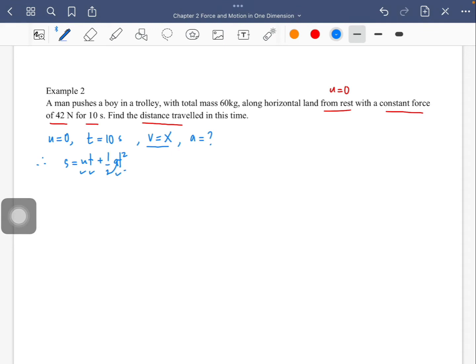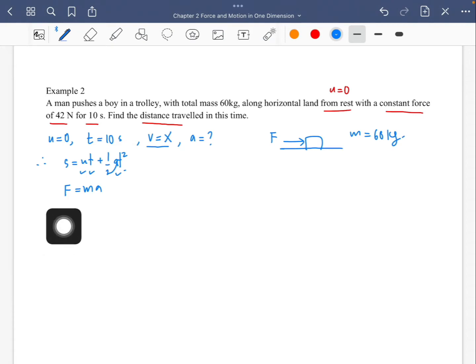So for this case, let's find the acceleration first. We can find the acceleration by applying Newton's second law, so we have F equals ma. What force is involved here? As we illustrate with the diagram, we have a boy with a box, and there is a push force over here. Let's denote it as F from man, and we have the mass of boy and trolley, which is 60 kilograms.